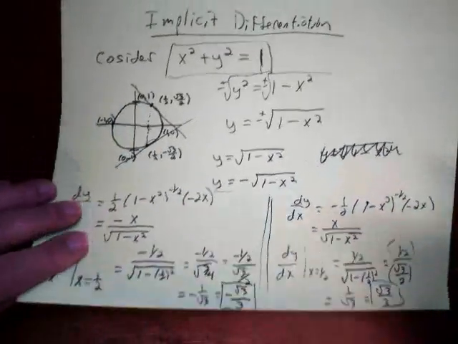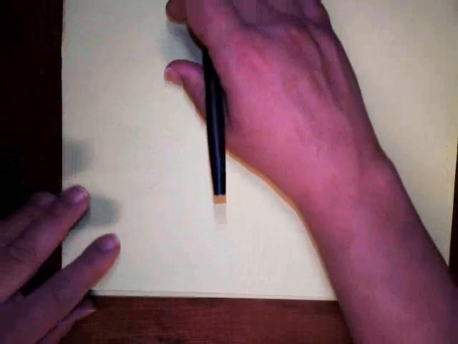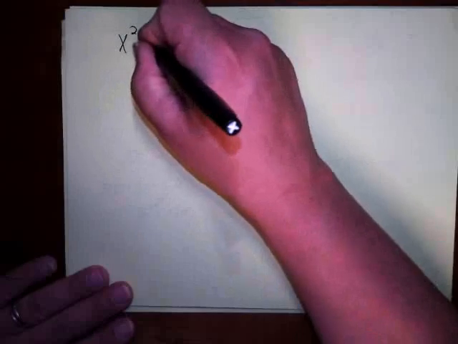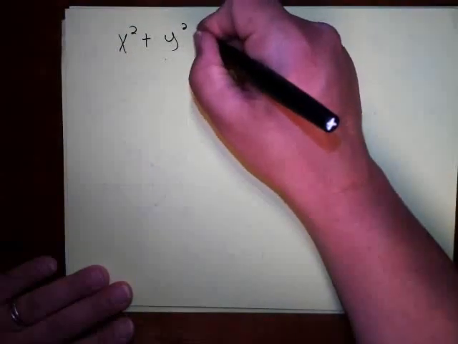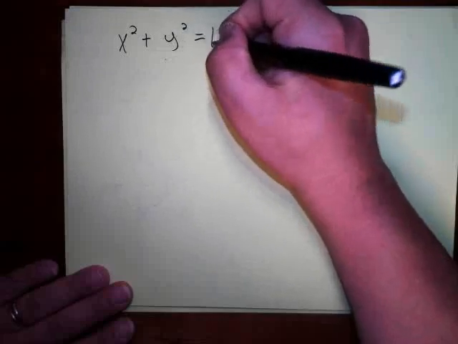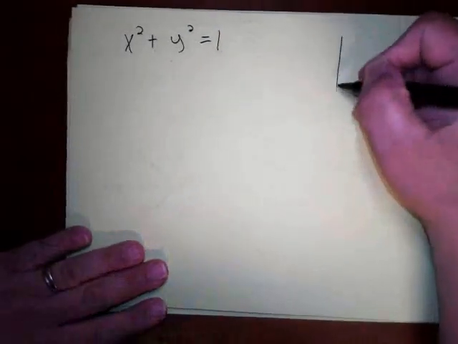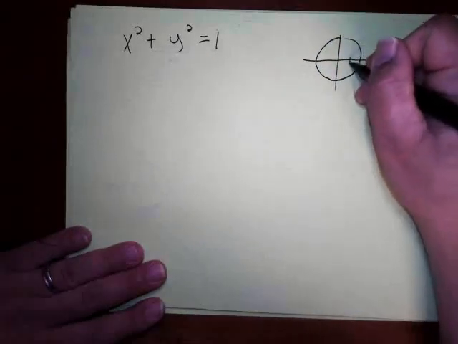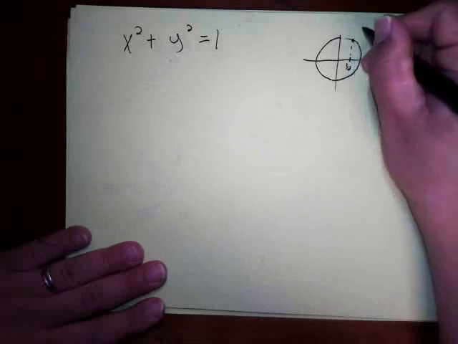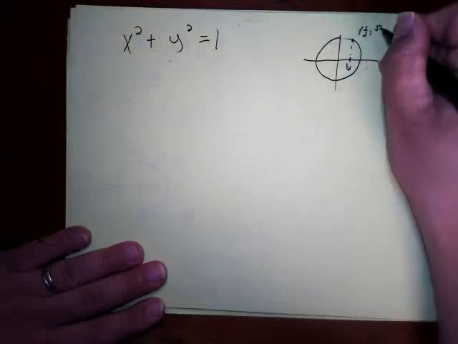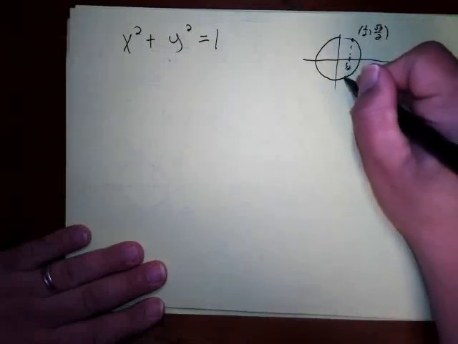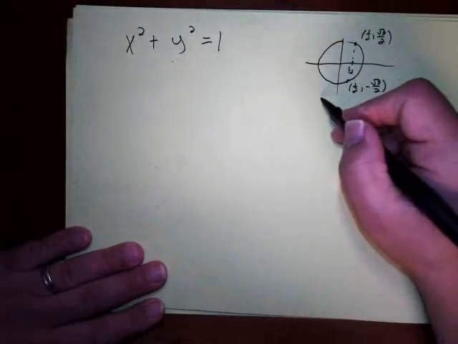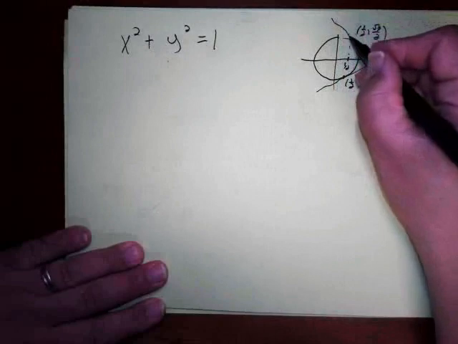But now let me show you how you could use implicit differentiation to do this, okay? Here's how it works. So we're going to have the unit circle, right? And we want to find the slope at those 2 points. So maybe I'll draw my unit circle here. And this is like 1/2, square root of 3 over 2. And then down here is 1/2, negative square root of 3 over 2. And I want to find the slope of these two tangent lines.